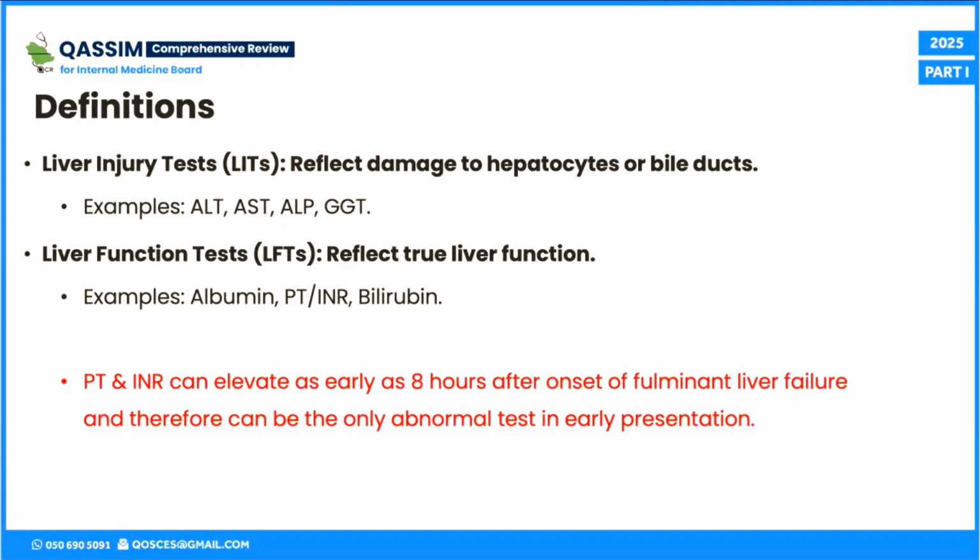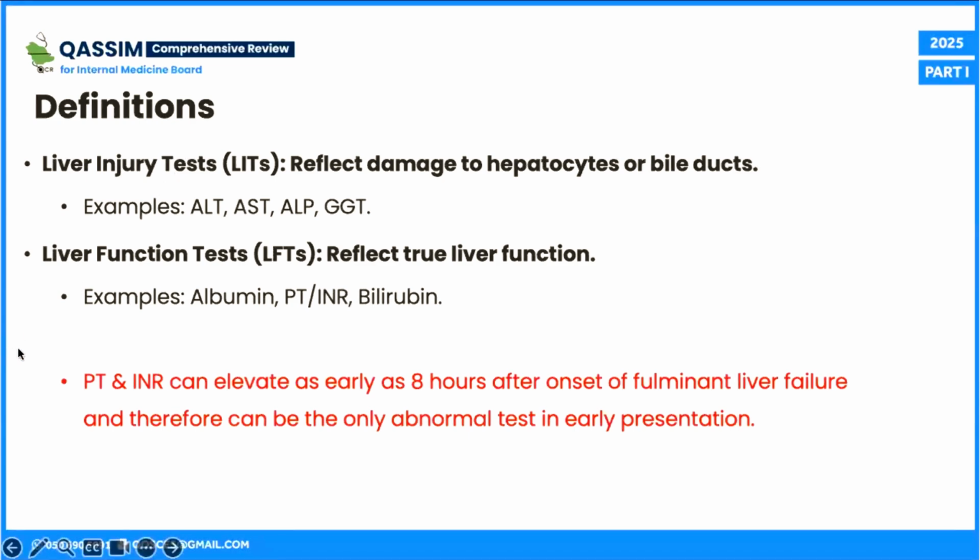And bilirubin. We measure the serum bilirubin, both direct and indirect, to measure the function of the liver in the conjugation and the excretion of bile in the biliary system. This requires ATP and a healthy hepatocyte.